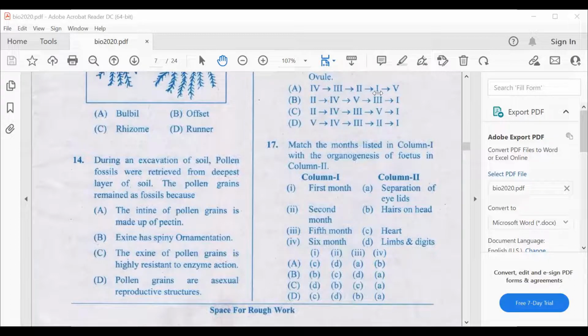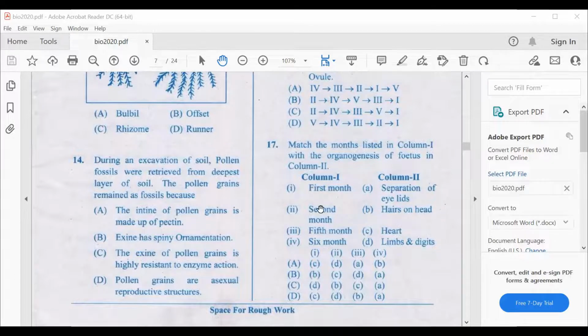So here, the intine of pollen grain is made up of pectin, but that has nothing to do with it becoming a fossil. Exine has spiny ornamentation, that is not related. Pollen grains are asexual, not at all related. The third one: whatever enzyme you add, the pollen grain does not become active or act on it, which means it is dead or not useful. So that is why it can be considered a fossil. So option C is the right answer.